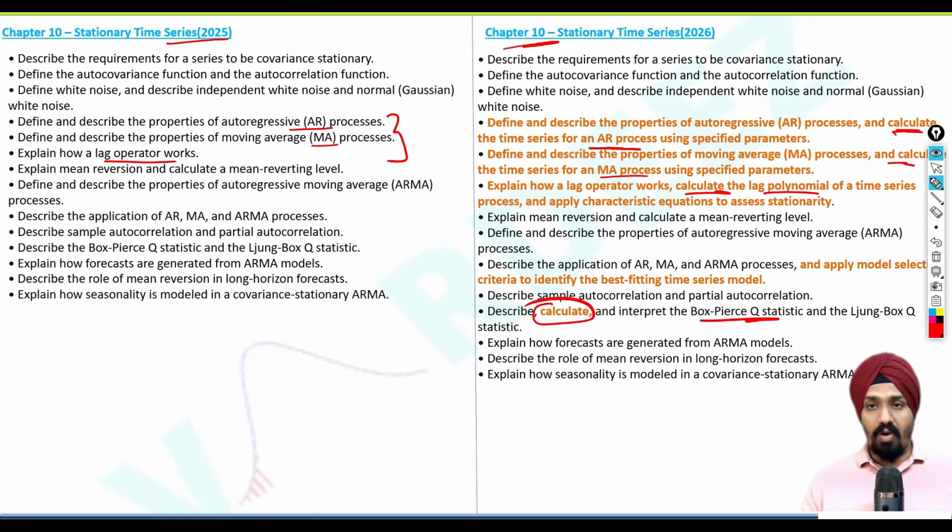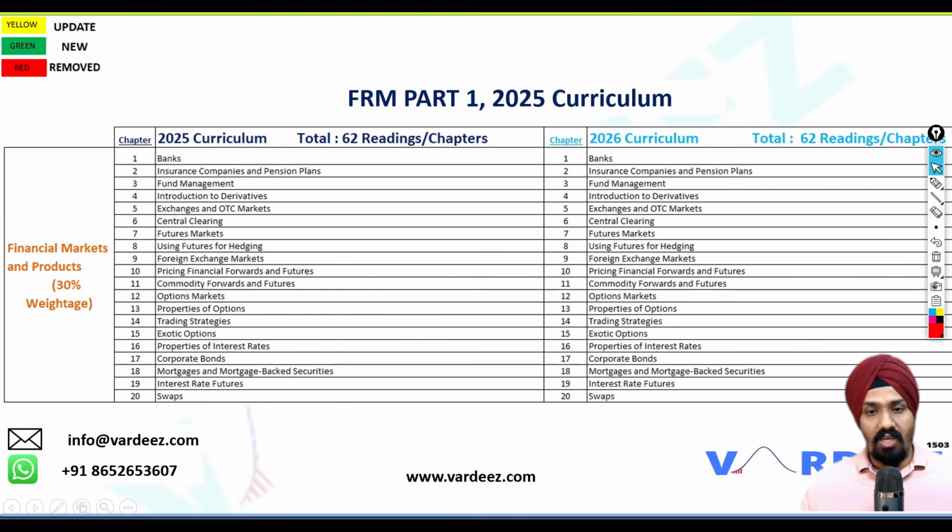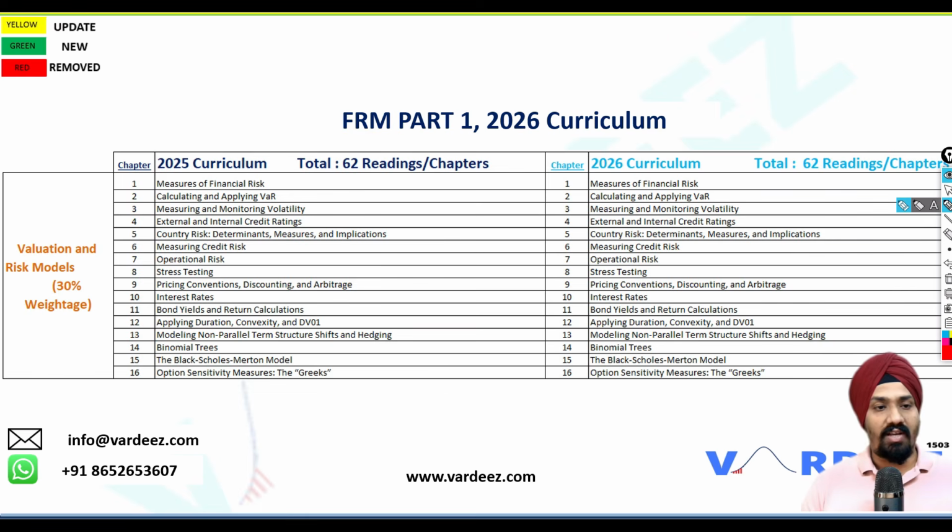So if you are preparing for 2026, make sure that you incorporate these changes into your prep for quantitative analysis. Okay, so that has only been the change for quantitative analysis. FMP remains the same weightage, no changes in the chapters, no learning objectives, nothing. It is absolutely the same for VRM. Again, 30% weightage, no change at all in the curriculum. So that's it for FRM Part 1 2026. One update in the stationary time series in quantitative analysis, and apart from that, no changes at all.